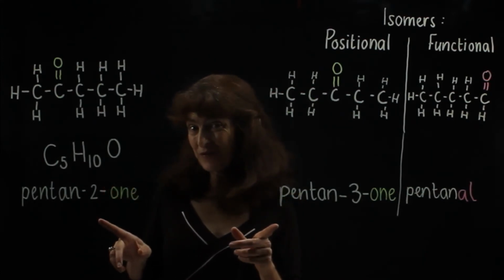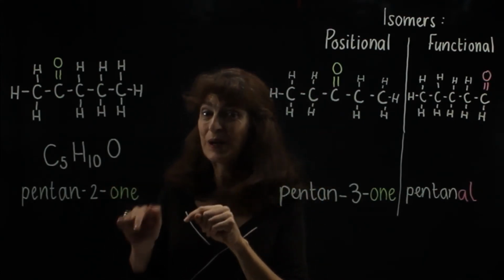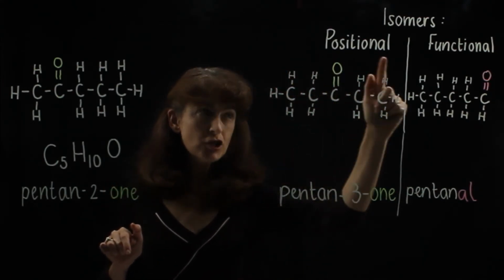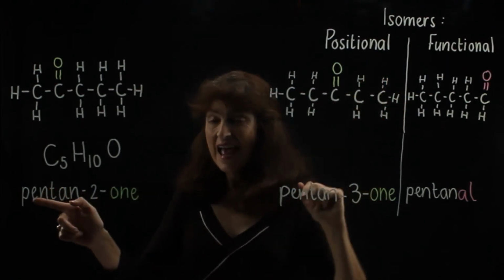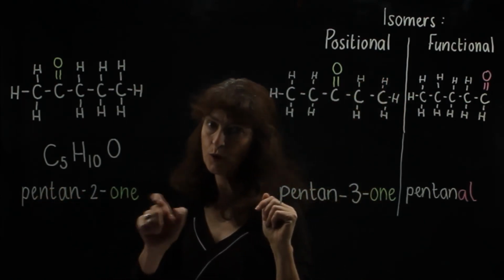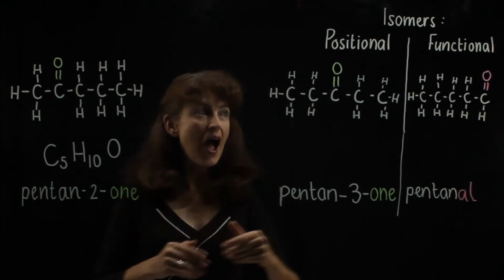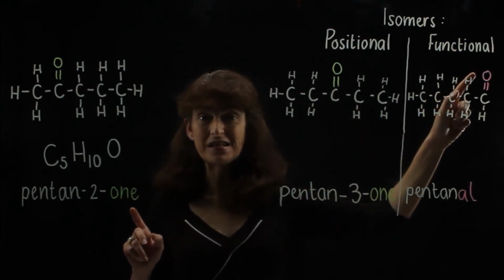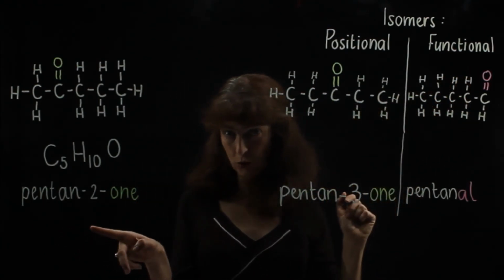And here's a question for you to answer in the comment section below. How many positional isomers does hexan-2-one have, and what are their names? And what about functional isomers of hexan-2-one?